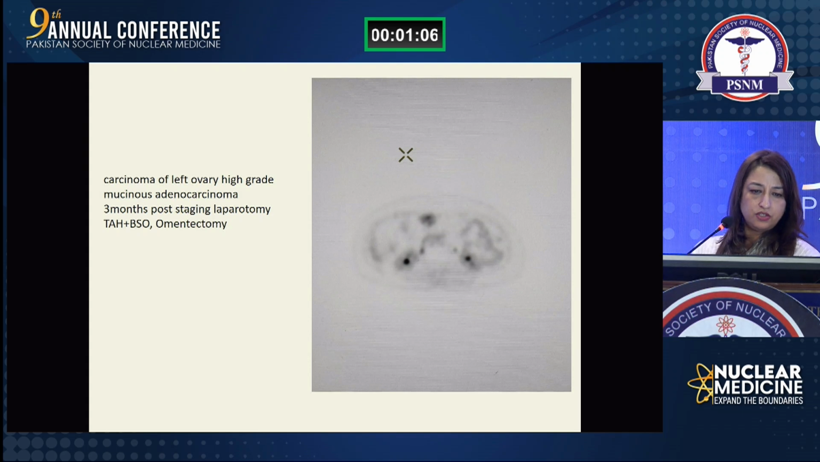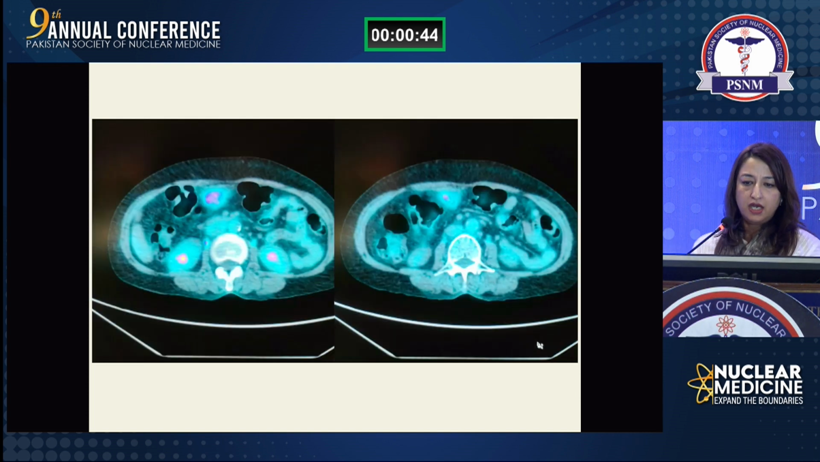So another case of carcinoma of left ovary and high-grade mucinous adenocarcinoma, and this patient underwent PET scan 3 months after staging laparotomy. Her TAH, BSO, and omentectomy was done. You can see that there is uptake in the omentum. And when you see the CT images, there is considerable uptake in the omentum that is more than the background uptake in liver and mediastinum.